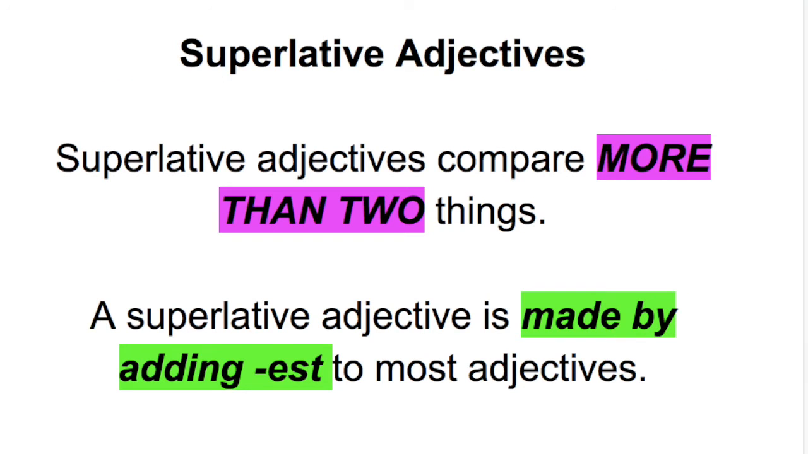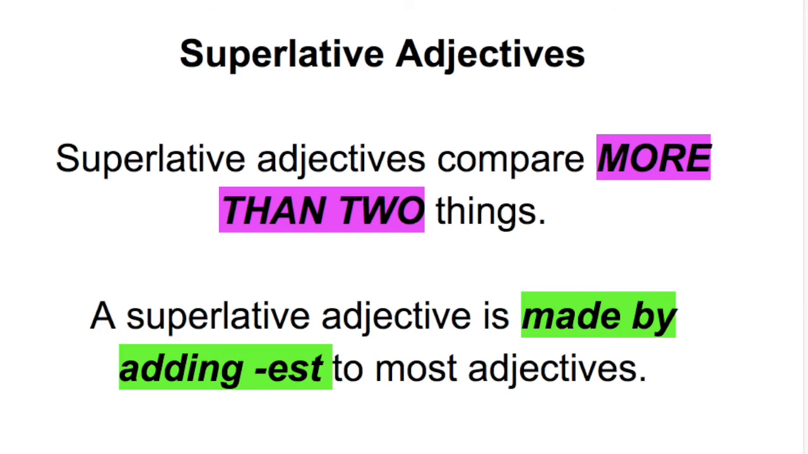All right, let's look at the rule for superlative adjectives. Superlative adjectives compare more than two things. A superlative adjective is made by adding EST to most adjectives. So there's the difference between comparative and superlative. Comparative, we're comparing two things. Superlative, we're comparing more than two things, 3 or more things.